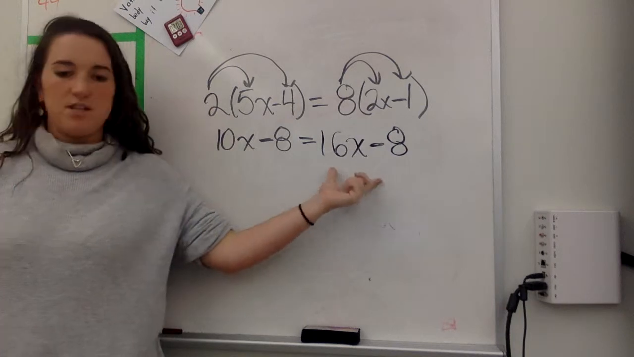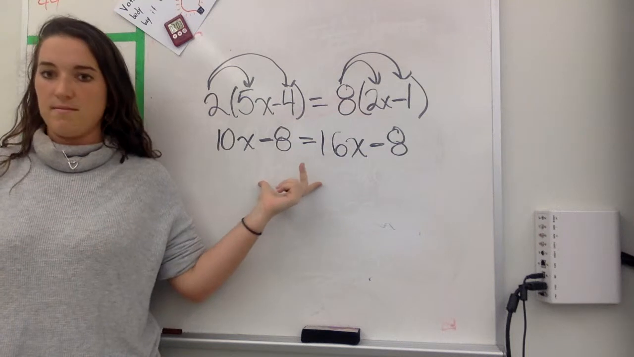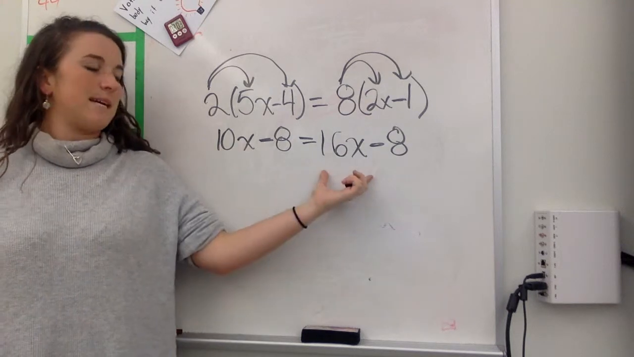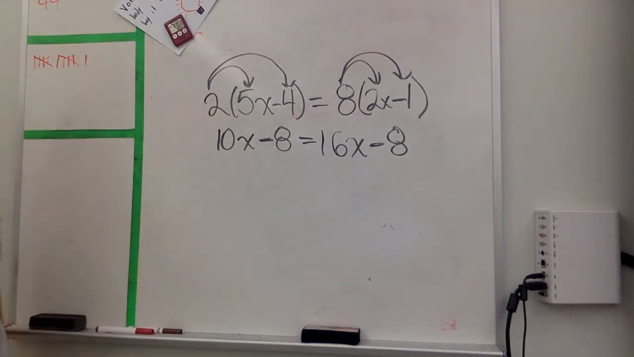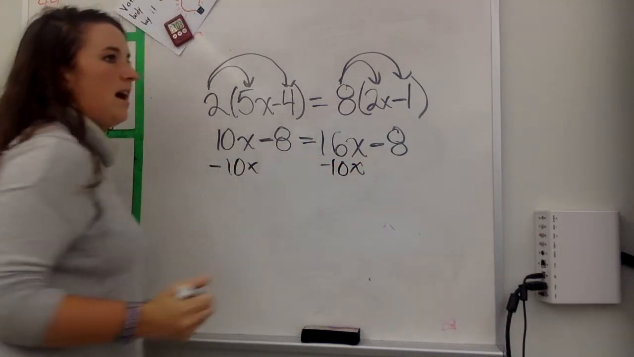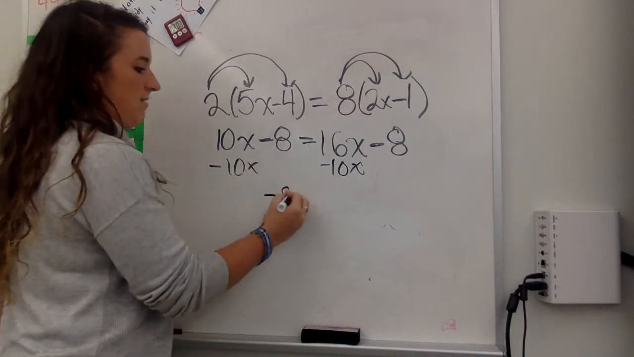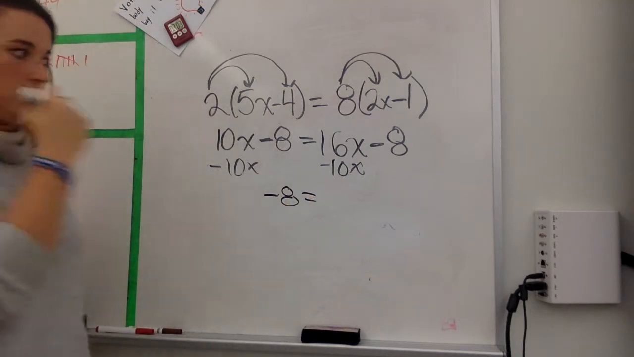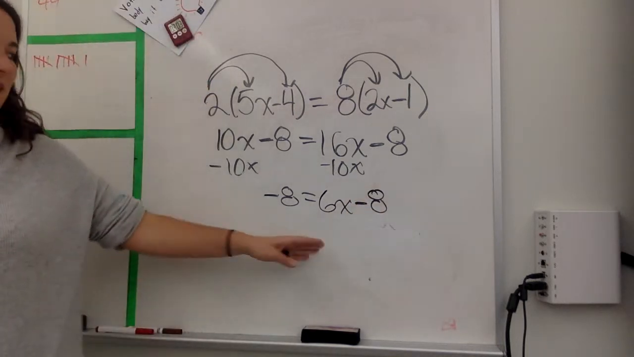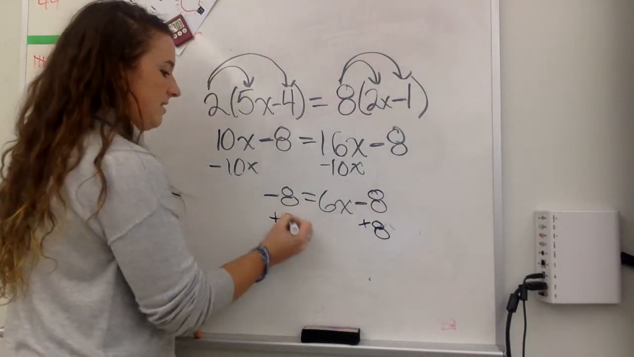Can either side of this equation be simplified any further? Nope, because we just have unlike terms. So what do I need to do now? I need to get all my x's over to one side of the equation. Do I want to move my 10x or my 16x? I always want to move the smaller one because it makes it easier. So let's subtract 10x on each side of the equation. This side of the equation, what am I left with? -8. And what am I left with on the other side? 6x minus 8. Still trying to get this x by itself. What can I do? Add 8 to both sides.